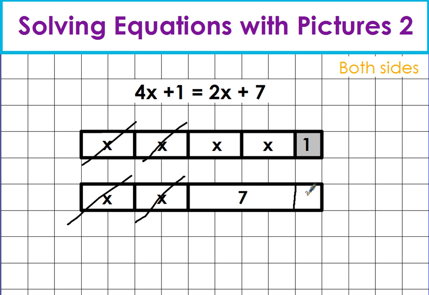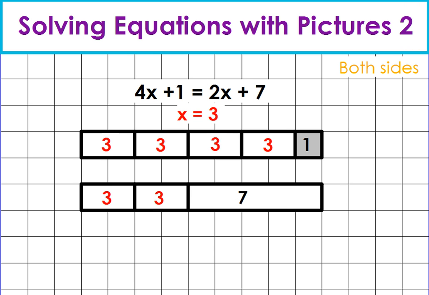If that bit's 1, then this bit, get rid of that 7, is just worth 6. Remember, this whole bar is still worth 7, but this bit's worth 6, this bit's worth 1. Okay? If that bit's worth 6, that's the same as 2 x's. So you guessed it, each x is worth 3. And again, we can check our work just by substituting in the 3 to check that the top bar does actually equal the bottom bar.